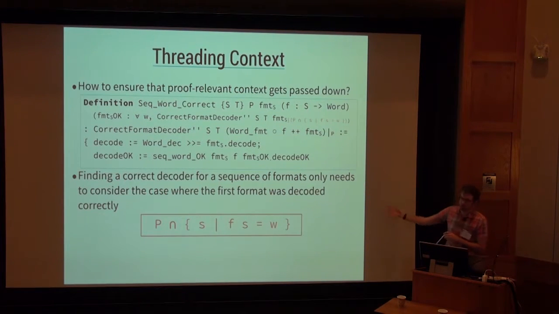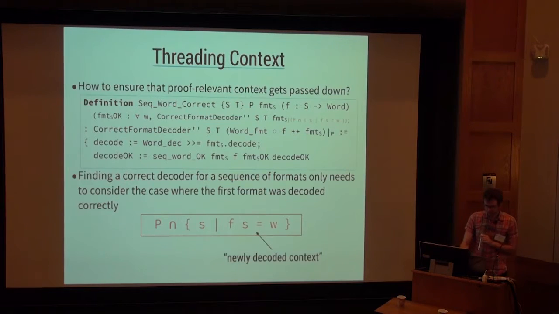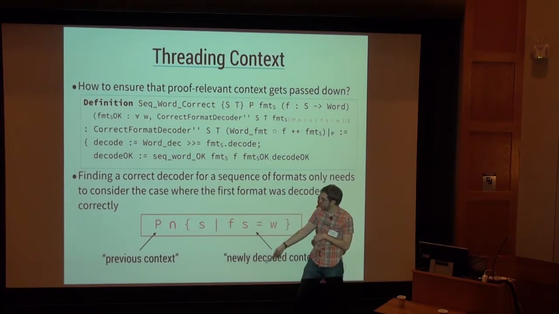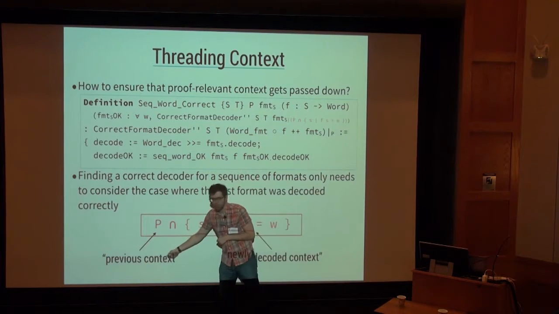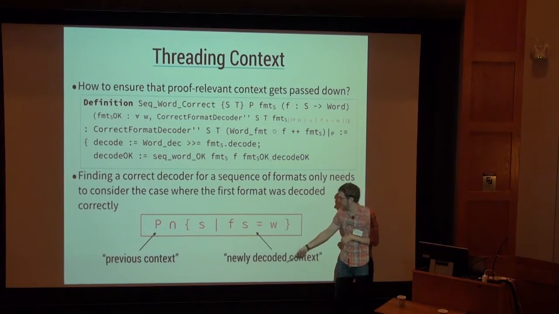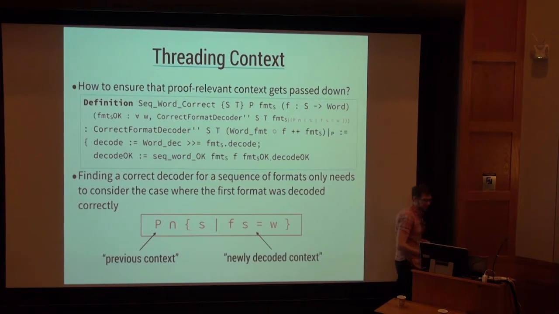And this is just a recapitulation of what I said before. So this is the interesting bit here. We have this additional restriction on the source data type. We're going to keep track of the previous context. That's fine. And then we're going to add this additional restriction that relates the value we just decoded at this step to the original source data type.